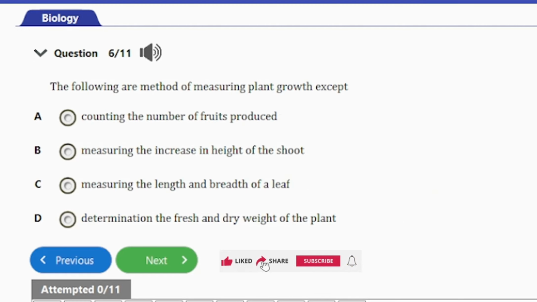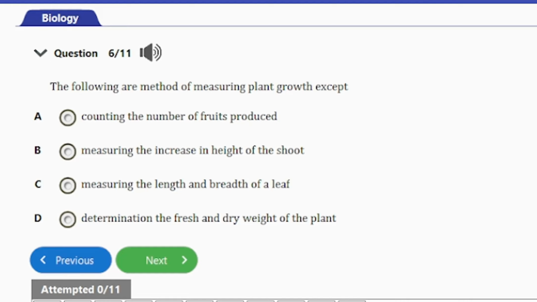Question number 6. It says, the following are methods of measuring plant growth except A. counting the number of fruits produced, B. measuring the increase in height of the shoots, C. measuring the length and breadth of the leaf, D. determining the fresh and dry weight of the plant.